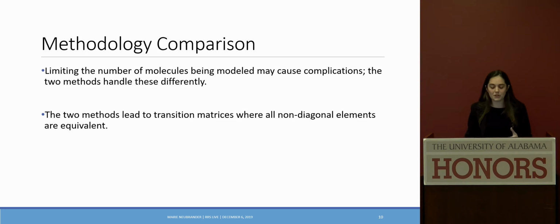And so when we look further into this, it really stems from the fact that when we limit this infinite number of possibilities, we run into some problems with the way it's generated, and these methods handle this problem differently. But on further investigation, the methods do lead to transition matrices where all non-diagonal elements are equivalent. So this is really cool, and working on a proof of this equivalency between the two methods was a primary portion of what I worked on this semester.